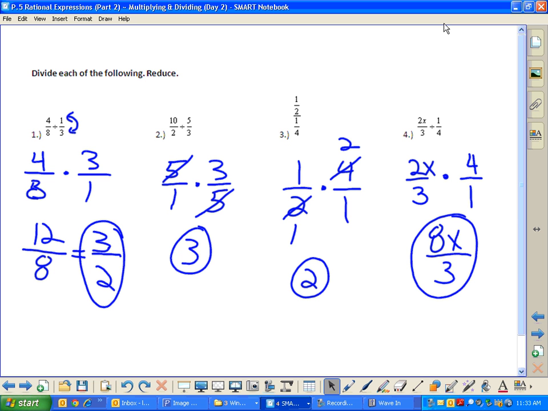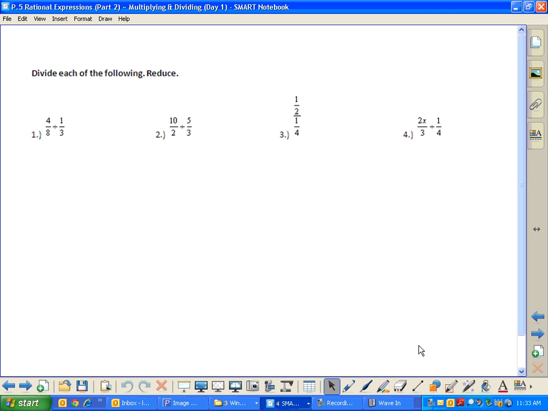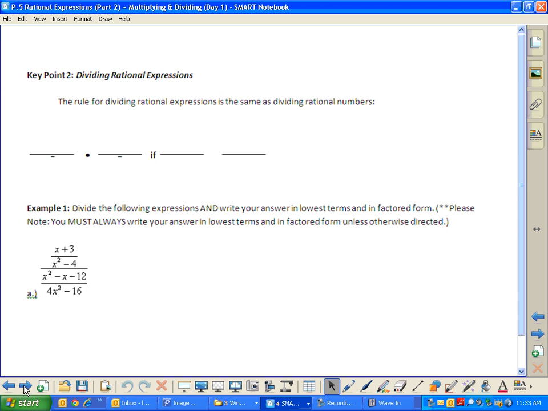Okay, so with that, let's do this. To talk to you a little bit about the process, what you're going to see today are problems that look like A/B divided by C/D. And just to drive home the point, you never really divide fractions. We always treat that as multiplication. We multiply by the reciprocal of the divisor.